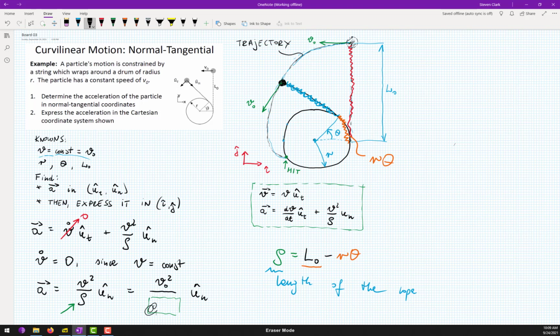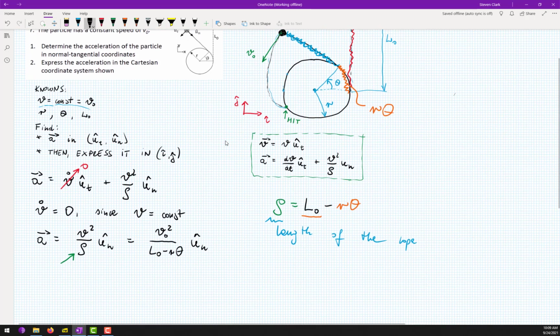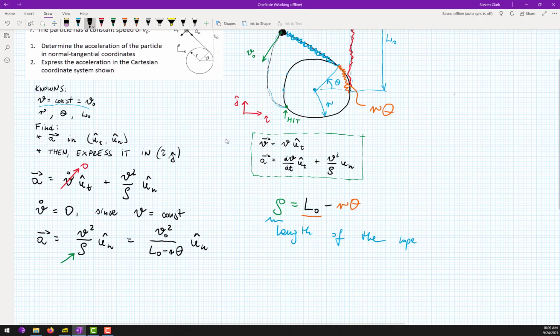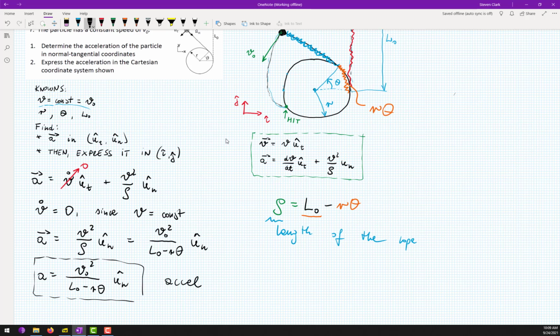Okay, so I'm going to put L0 minus r theta, and this is the end of part A. So our a is v0 squared divided by L0 minus r theta, times un. So this is our acceleration expressed in normal-tangential coordinates.